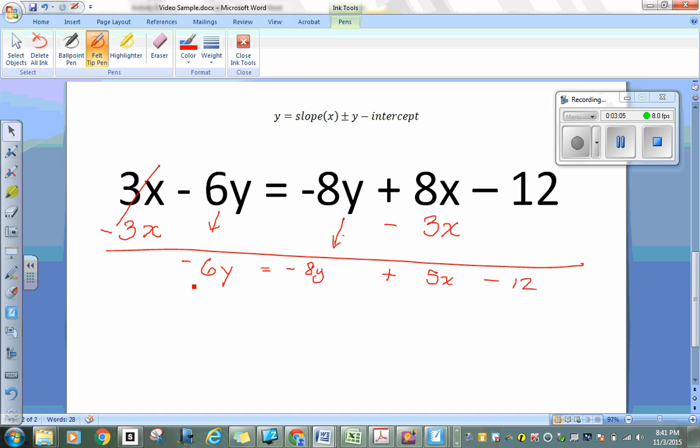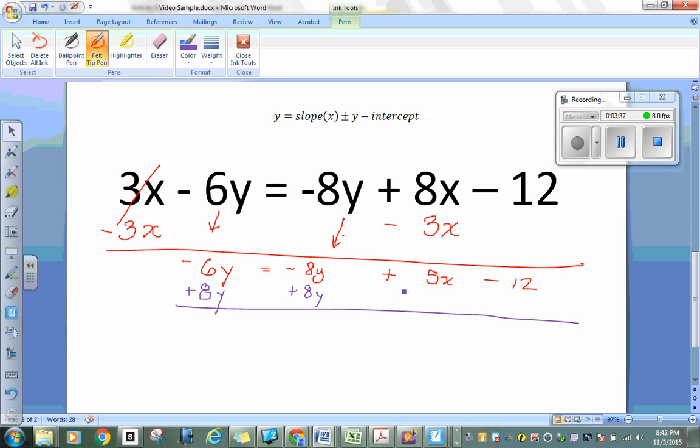I have one little bitty problem though. I still have a y that is hanging around right here. So what do I need to do with that? If you said that I need to move that to the left, you're absolutely correct again. How do I go about doing that? By just doing the opposite sign of it, which is the inverse. There it is. I add a y. Whatever I do on the right, I gotta do on the left. So now look what I've got.